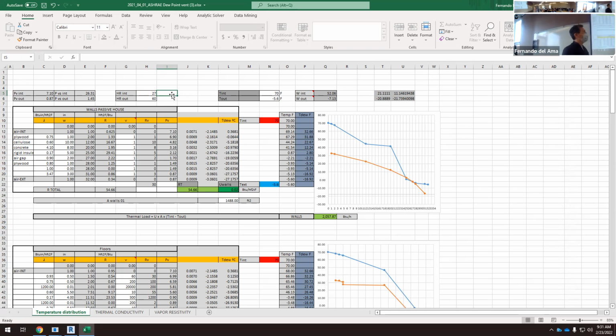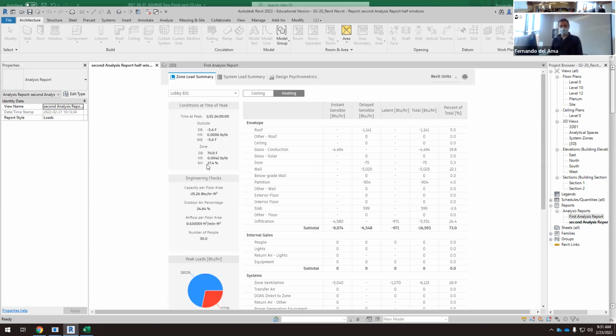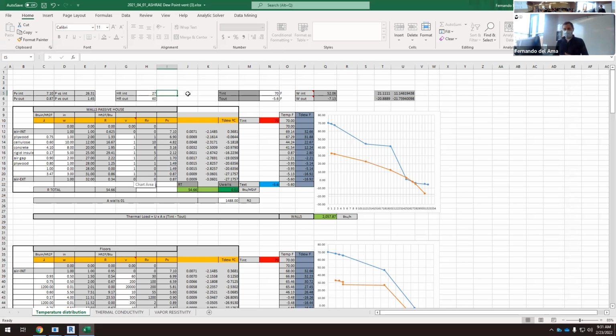27 relative humidity is a little dry. So it's not perfect comfort, but those are the conditions that we have here. 70, the dry bulb temperature, 27, relative humidity. So we have the same conditions here.